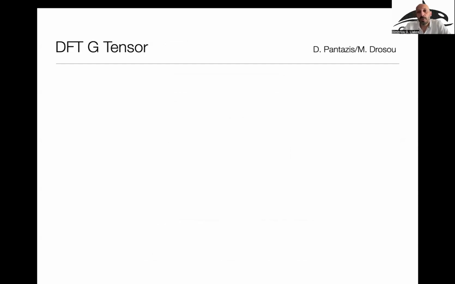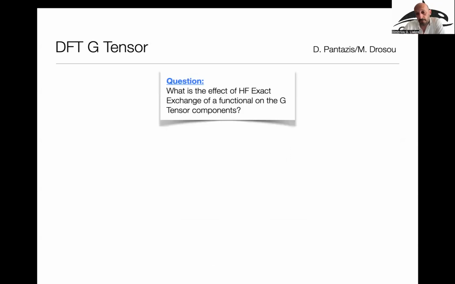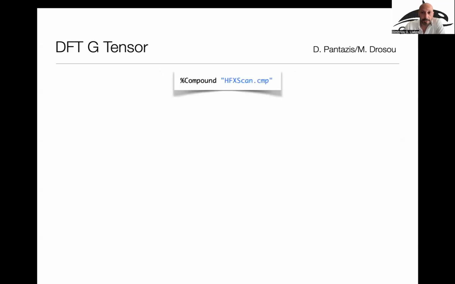Now, let's go to see some real-life examples. For example, here we have some colleagues, Dimitrios Pantazis and Maria Drosou, who needed to know how the G-tensor behaves based on the exact exchange. This is pretty straightforward for compound. We need to write a small script, and then the script exists for all the people to use it afterwards. So we say %compound, and we give the name of the script.